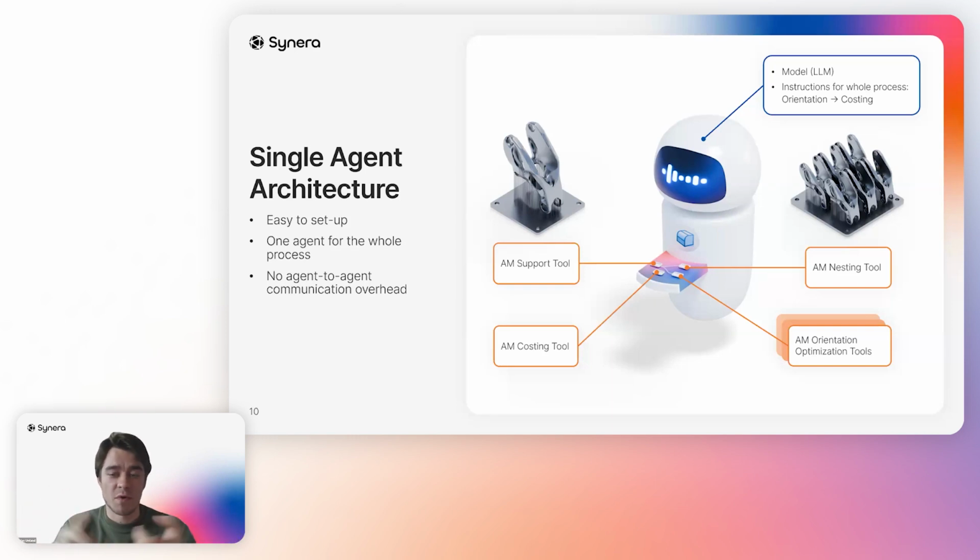This consists of support tools, nesting tools, costing tools, and orientation optimization tools, and I give that all to that one agent, and that makes it easy to set up. I don't have to think about any other agents. I just say I have one agent. I can give it all the instructions it needs for that full process and give it a go that way. And this is basically the single agent architecture that I'm proposing to solve this challenge. And I can show you how that looks in Synera.